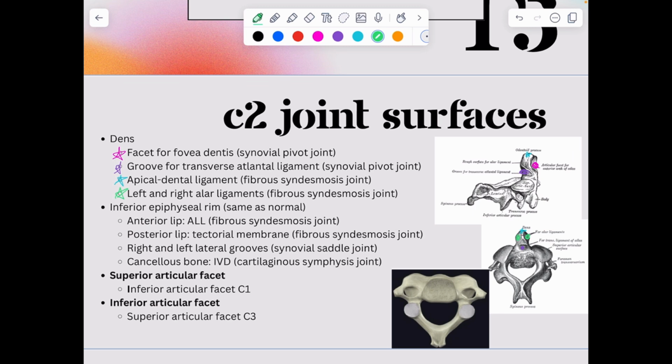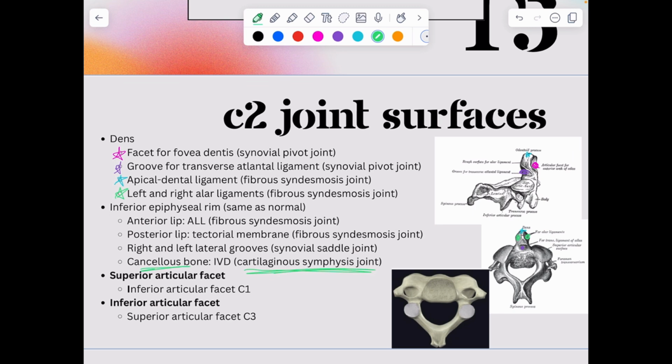The inferior epiphyseal rim is just the same as normal. So on the anterior lip, we're going to have the ALL, posterior lip, the tectorial membrane, because remember, this is where we're transitioning from the PLL. The right and left lateral grooves, and then the cancellous bone, or the spongy bone, right in the middle, your intervertebral disc. Don't forget about that one. That one's important. It's a cartilaginous symphysis joint. She really liked that. She'll probably quiz on that, so remember that.